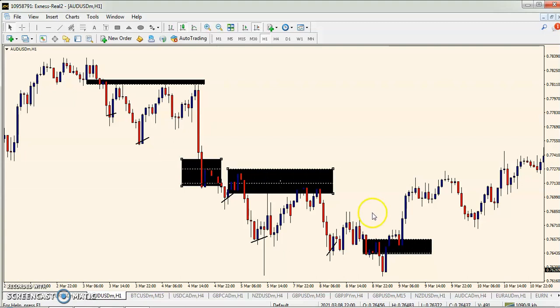Next time we shall be speaking about a breaker and what we call a source. Okay, those are our key entry points in this strategy.